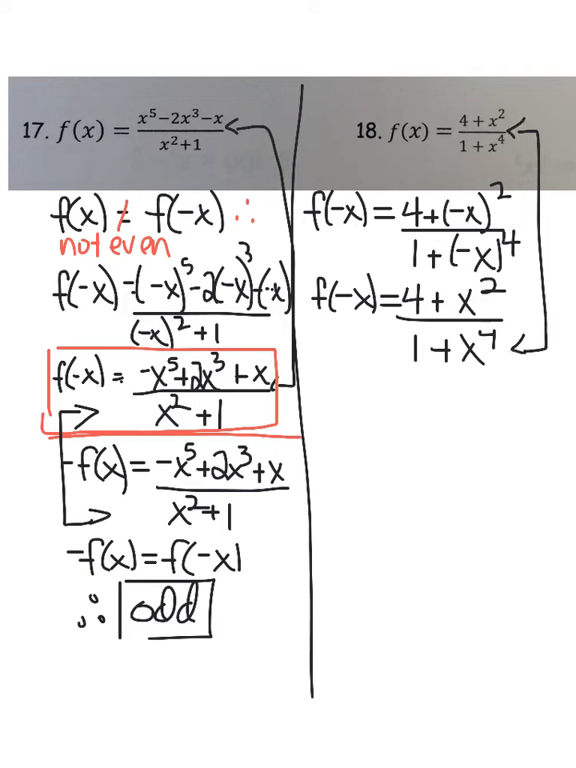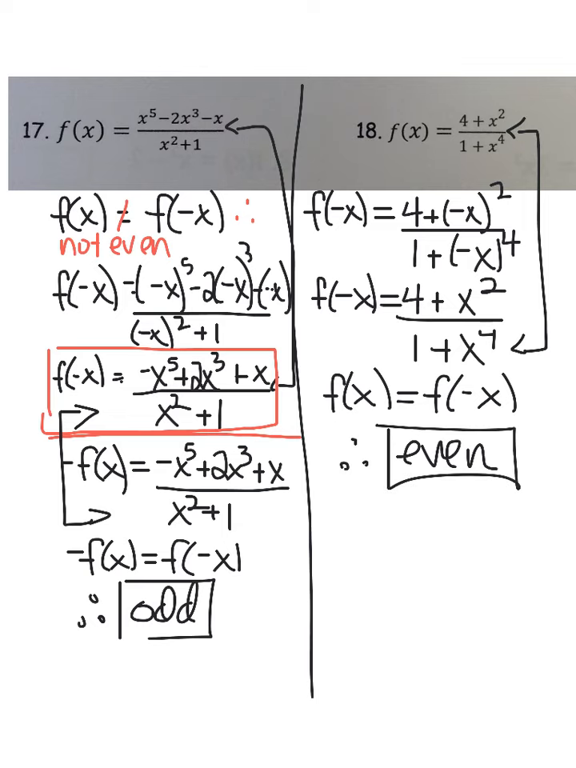So make sure that you state the rule. So f of x equals f of negative x. There's the rule. And then you say, therefore, in this case, that is an even function. Okay, make sure you're taking notes in your notes packet.